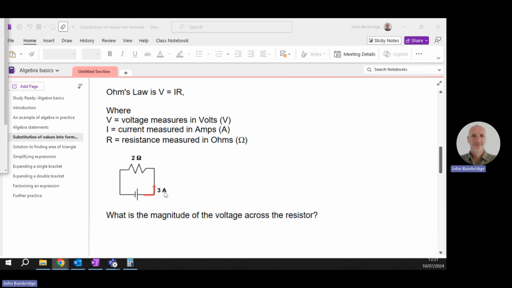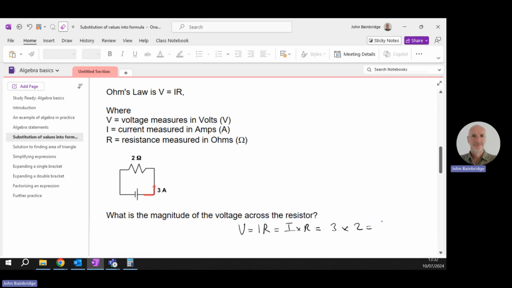It's got a current of 3 amps and a resistance of 2 ohms. What is the magnitude of the voltage across the resistor? So you don't really need to know anything about the physics of this. We can just use the formula V equals IR. So we know that that means I times R. And we've been given the current, I, it's 3 amps. So I'll just write 3. And we've been given the resistance in ohms, which is 2 ohms.